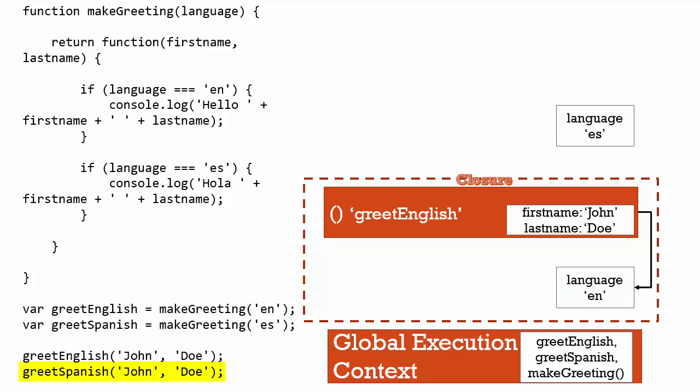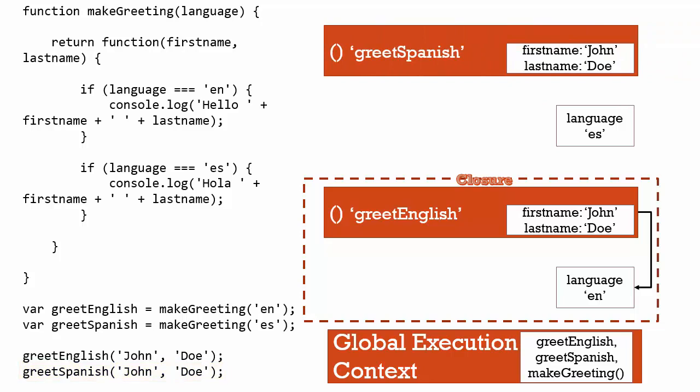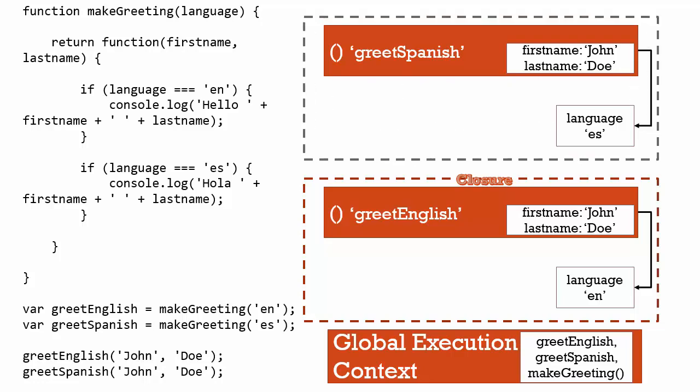When I hit the second line, greet Spanish, that's pointing at a very similar function object, and so that generates its own execution context. But that function object was created in the second call to make greeting. So its outer reference points to that second execution context that was created for that second call. And so it has its own closure. It forms its own closure. So when greet Spanish executes, it sees that language was ES, and I get my Spanish greeting. Make sense?